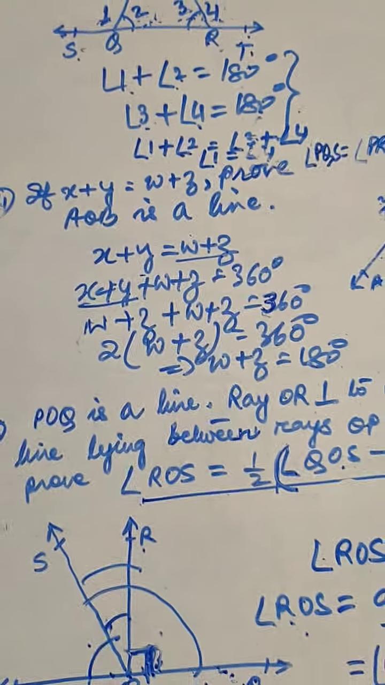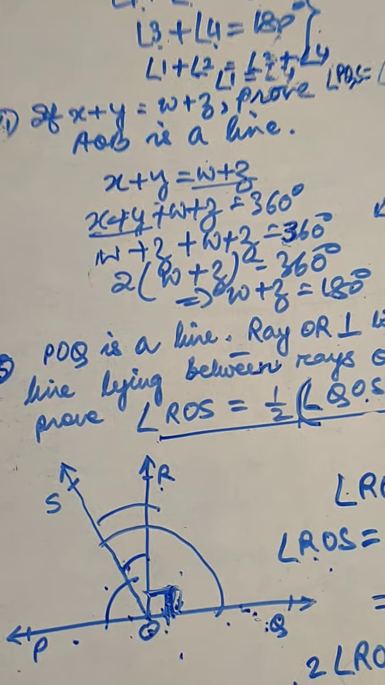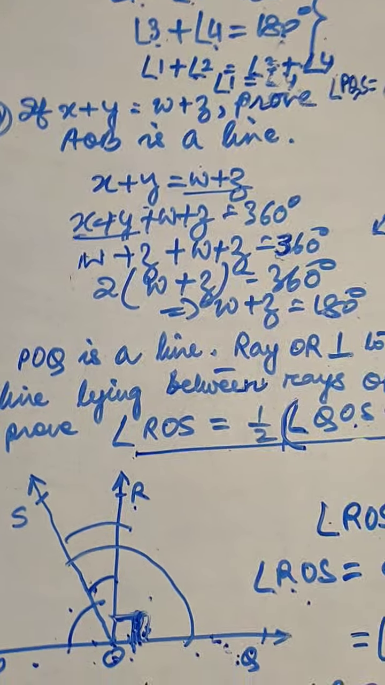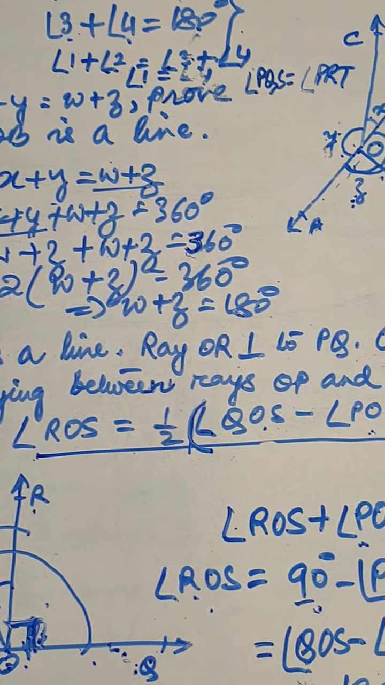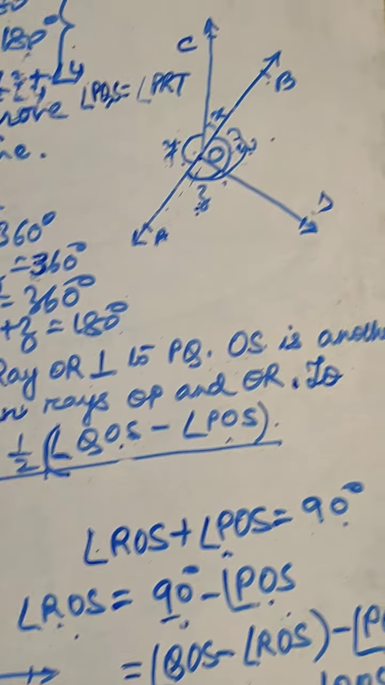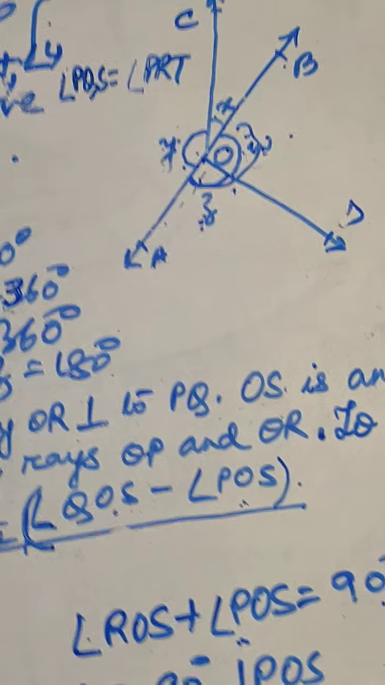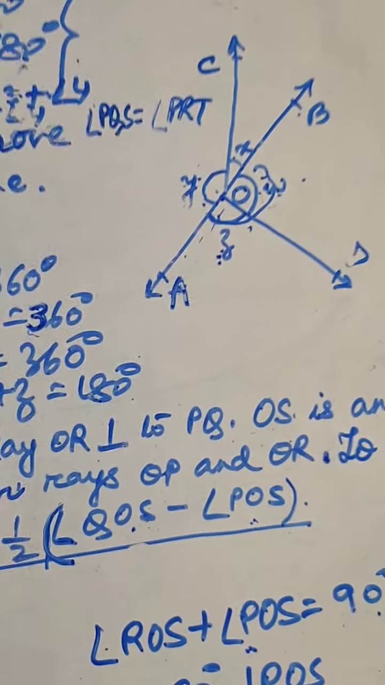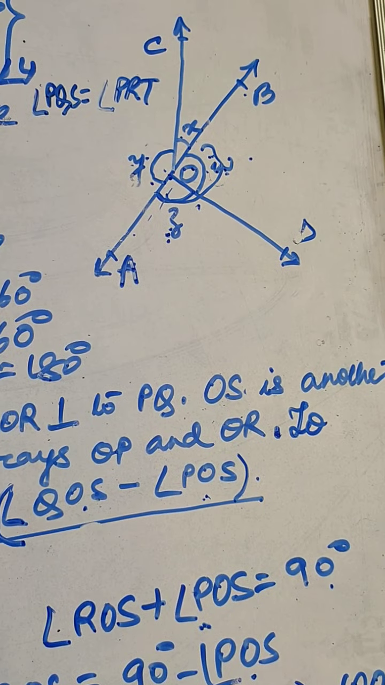Okay. Next, let us see question number 4. So we have x plus y equal to w plus z. And then we need to prove AOB is a line. Look at the diagram. So AOB, whether it is a straight line or not, we don't know. And we have to prove it.